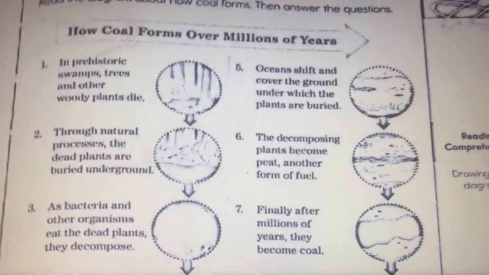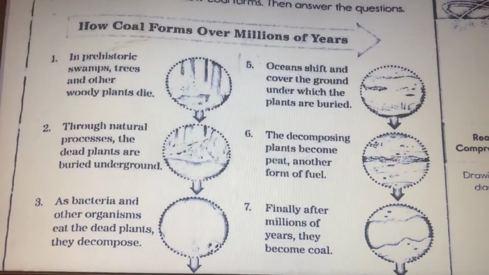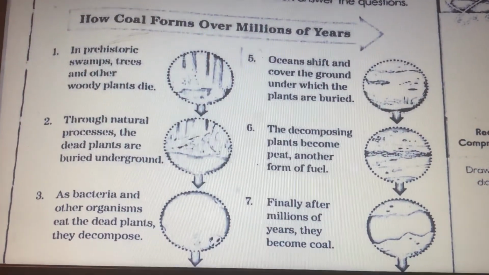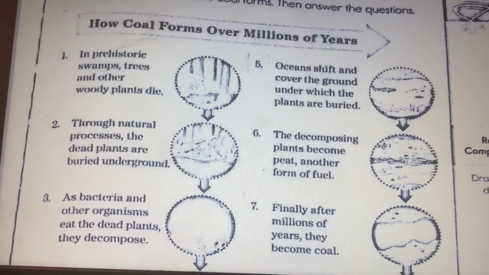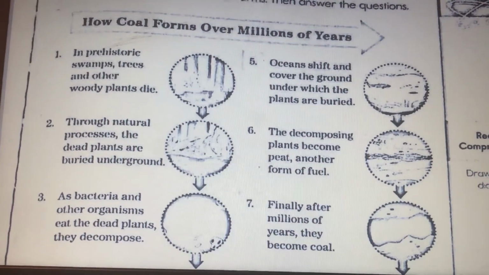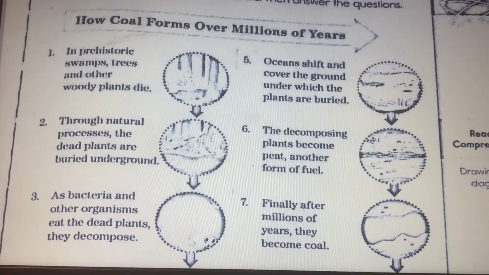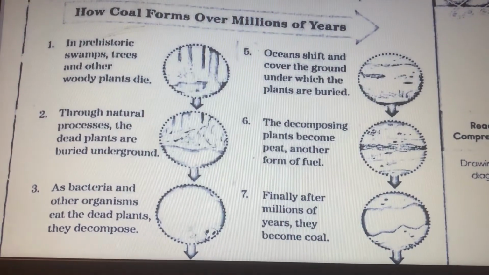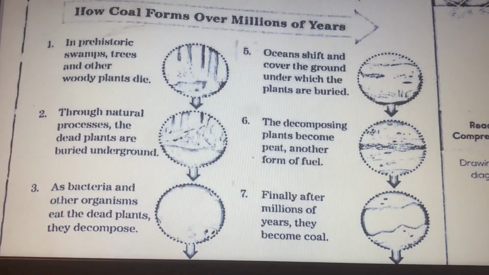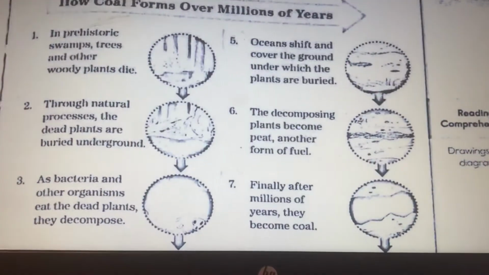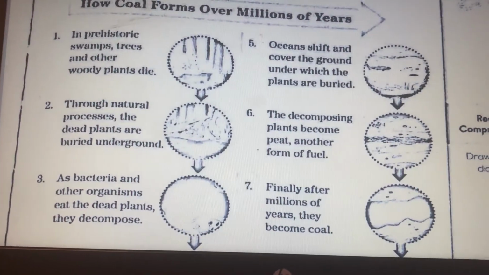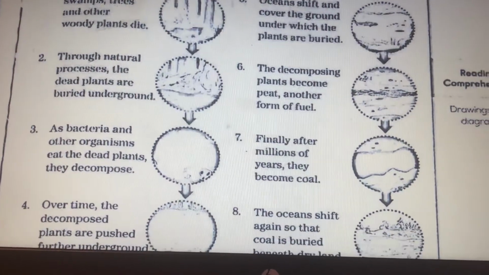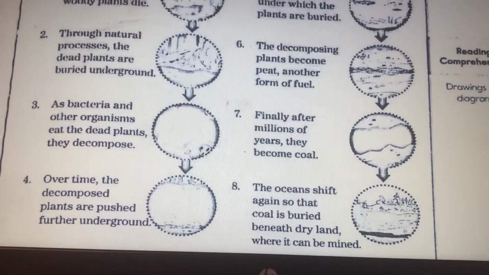So as we read through the numbers, you can look at the pictures and see how it forms. Number 1, in prehistoric swamps, trees and other woody plants die. Number 2, through natural processes, the dead plants are buried underground. 3, as bacteria and other organisms eat the dead plants, they decompose.